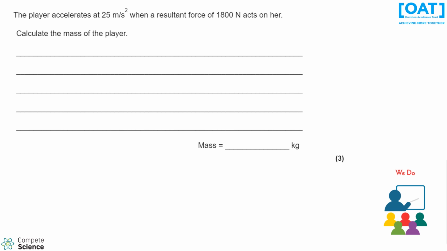Here's a question for you to have a go at yourself. Again, try and use that FIFA rule. The player accelerates at 25 meters per second squared when a resultant force of 1,800 Newton acts on her. Calculate the mass of the player. Pause the video and you can try and do this yourself. Think what formula links mass, acceleration and force. Hopefully you would have included force is equal to the mass times by acceleration.